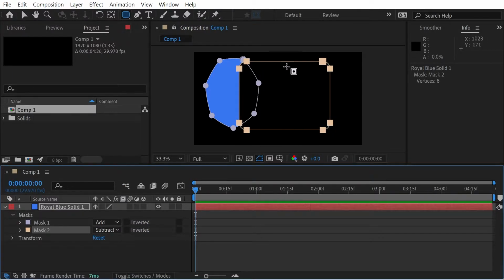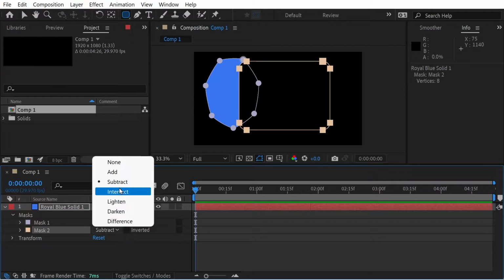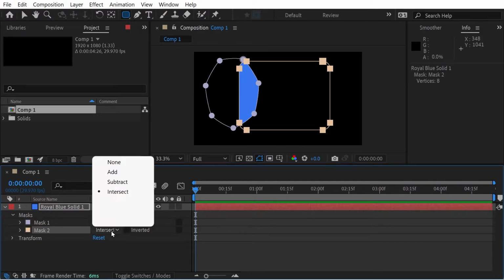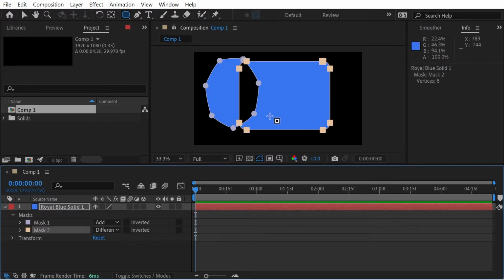So for instance, if I change this mode here to subtract, we can see it's going to subtract all of the second mask, leaving only what is outside of that second mask's range. If we go to intersect, we can see we're just going to get the intersection of those. And then we also have difference. So difference will be the opposite of intersect.